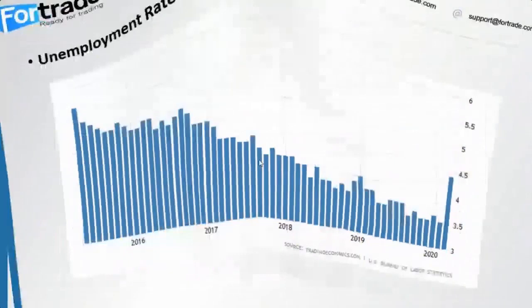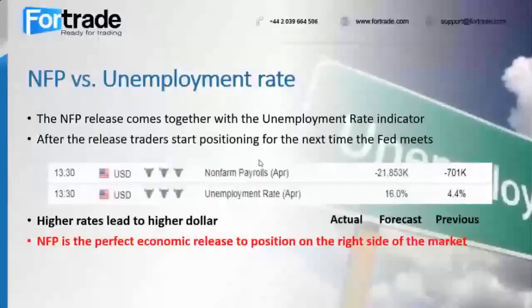The NFP release comes together with the unemployment rate indicator on the first Friday of every month. When the actual number differs from the forecasted one, the market moves. Generally, a lower unemployment rate is better for the economy as jobs are created. But right in the midst of the coronavirus, with unemployment rising and the world economy entering a recession and interest rates already at record lows, it looks like the Fed won't be changing rates at any time this year.